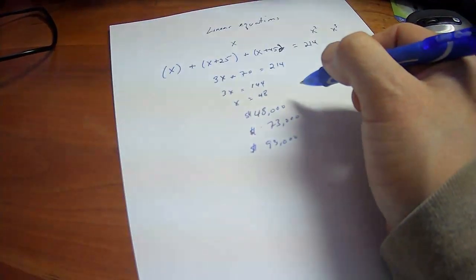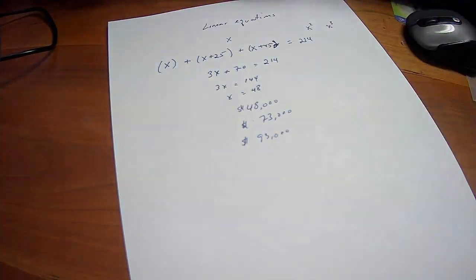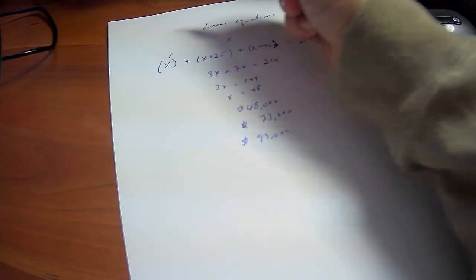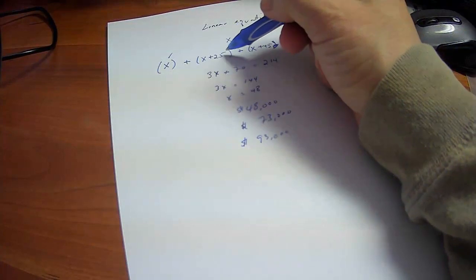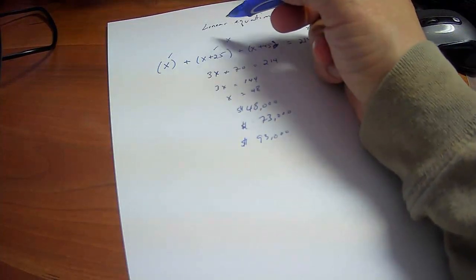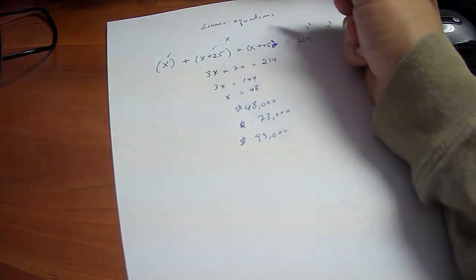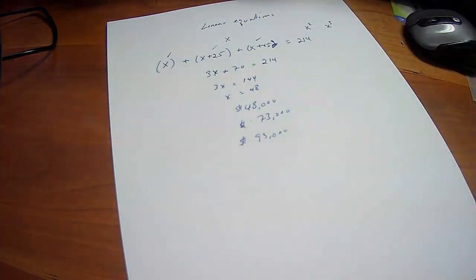And again, who knows what this data is based upon. So that's how you would read that. X is the amount that the associate's guy makes. X plus 25,000 is the amount the bachelor's guy makes, and X plus 45,000 is what the master's person makes.